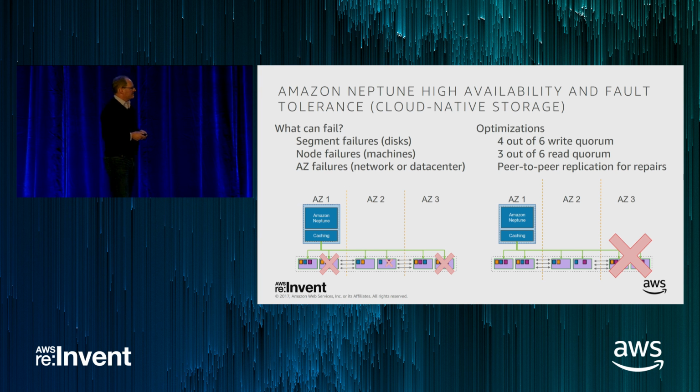In the case of an entire AZ, we can still achieve a quorum of 4 out of 6 for the writes, so writes can continue. And like we said, only 3 out of 6 is required for a read quorum.